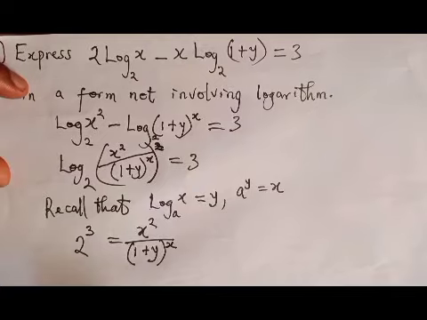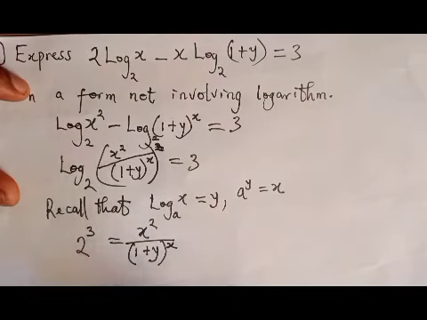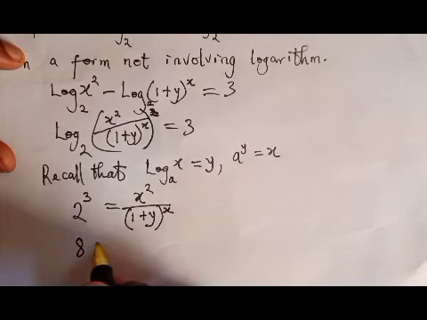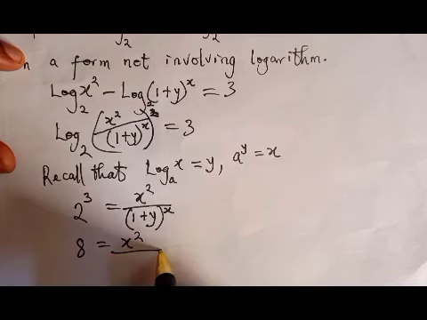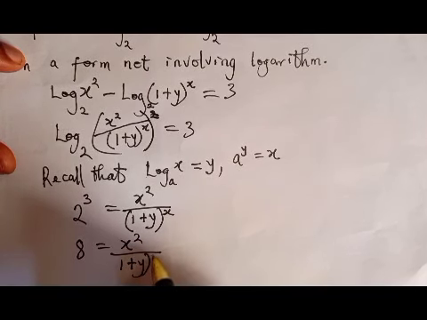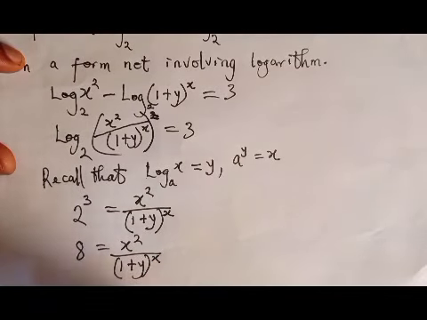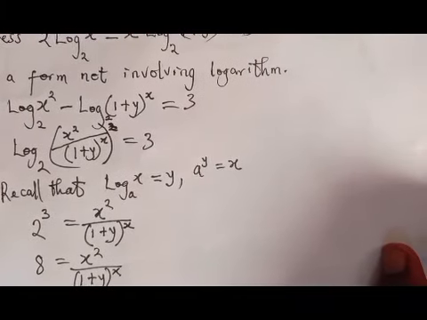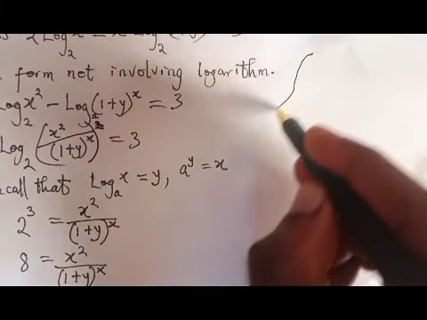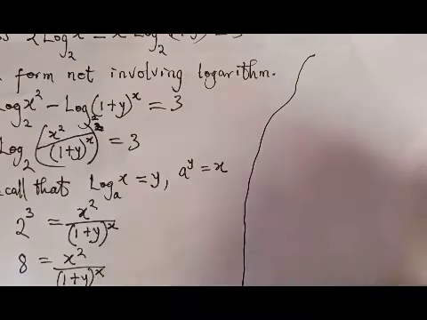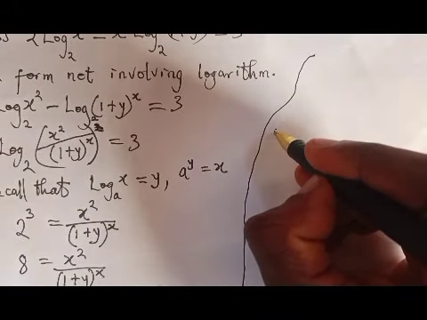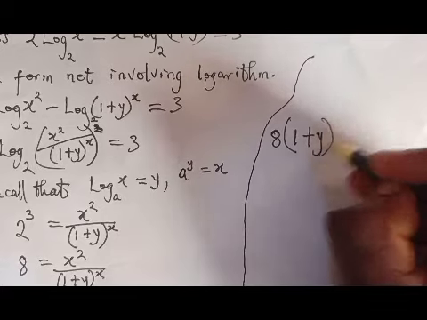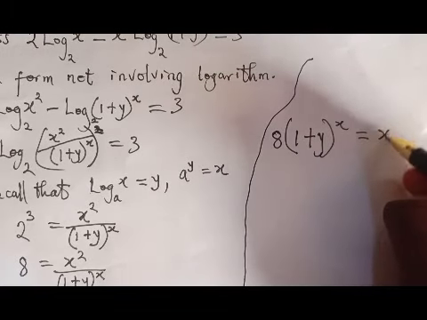Now, you have to also recall that 2 raised to power 3 is equal to 8. 2 raised to power 3 equals to 8. So that gives us 8 equals to x squared over 1 plus y raised to power x. Now I'm just going to try to cross multiply. And this is going to give me 8 into 1 plus y raised to power x equals to x squared.